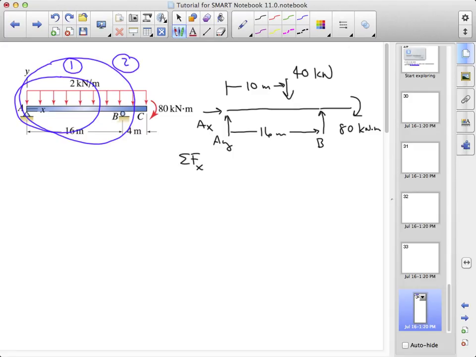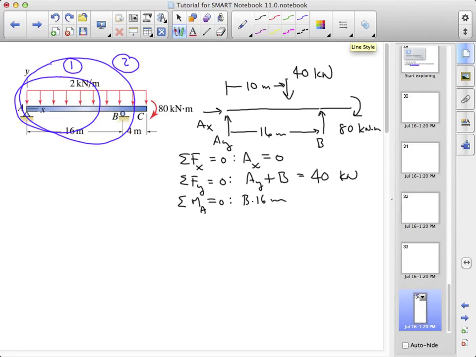Our equilibrium equations will tell us that AX is equal to 0, that the sum of AY and B is 40 kilonewtons, and finally that if we take moments about A and set that equal to 0, we have a positive contribution from B through a distance of 16 meters, a negative contribution from the resultant 40 kilonewton force through a distance of 10 meters, and we have the couple, which has the same effect everywhere, so minus 80 kilonewton meters is 0.